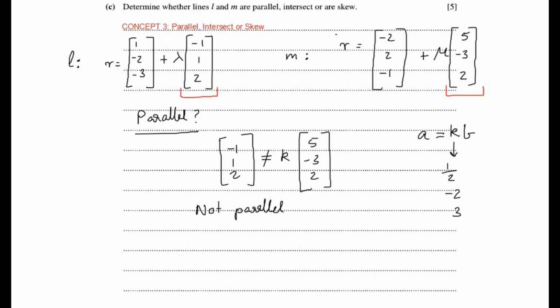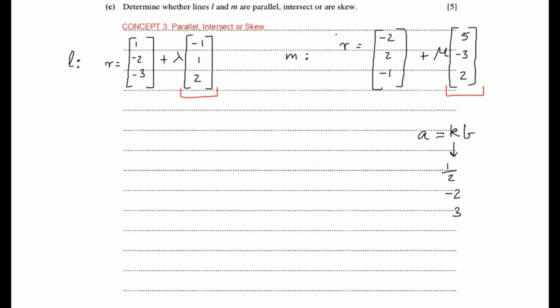So next we're going to check whether they intersect. I'm just erasing this so that we have some space to work on. Right, so when we want to check if two lines, two vector equations, are intersecting, what we do is this: if these are the two lines L and M, and they intersect, they have a common point. Now that common point is R, because R represents any point on the two lines.